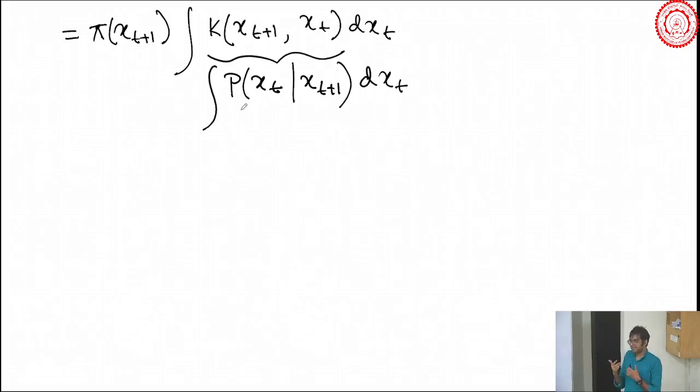Integration of fx dx is 1 because you are integrating over the random variable, right? In this case, the integration is over random variable xt and that's what the PDF is over. But if you write probability of xt plus 1 given xt and then the integration is over dxt, that actually makes no sense. That should not be equal to 1. That's all. It's very simple actually, too trivial actually.